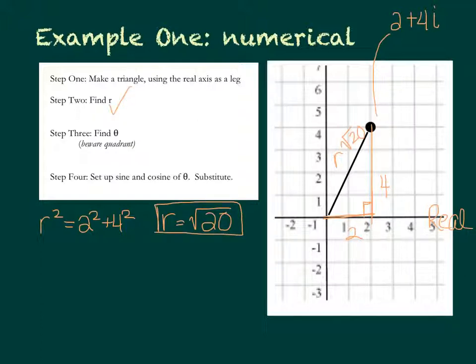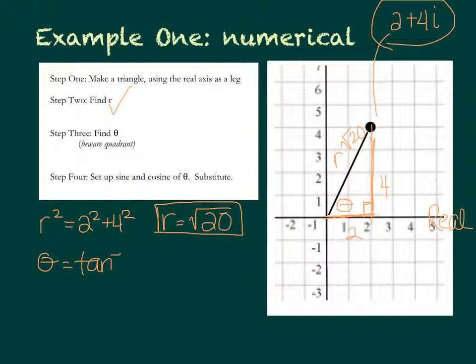Next we're going to find theta. This angle right here, the angle between the real axis and this ray, is what is theta. Now we know the opposite, the adjacent, and the hypotenuse, so we could really use sine, cosine, or tangent. We're going to use tangent, and the only reason is that we were given, as our point, the opposite and the adjacent, so there's less room for error there.